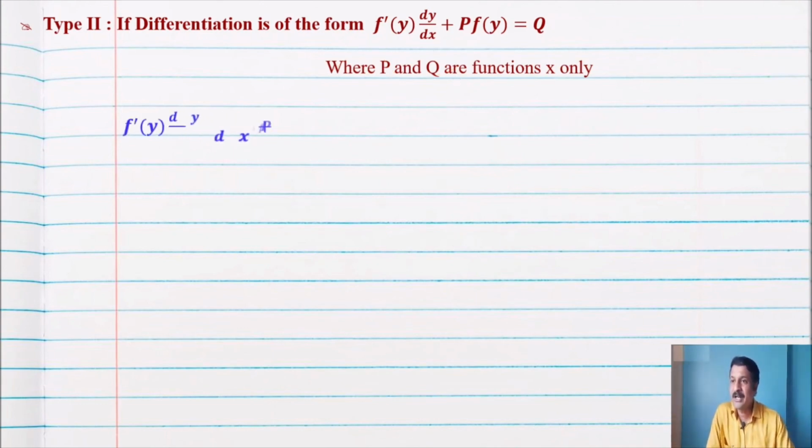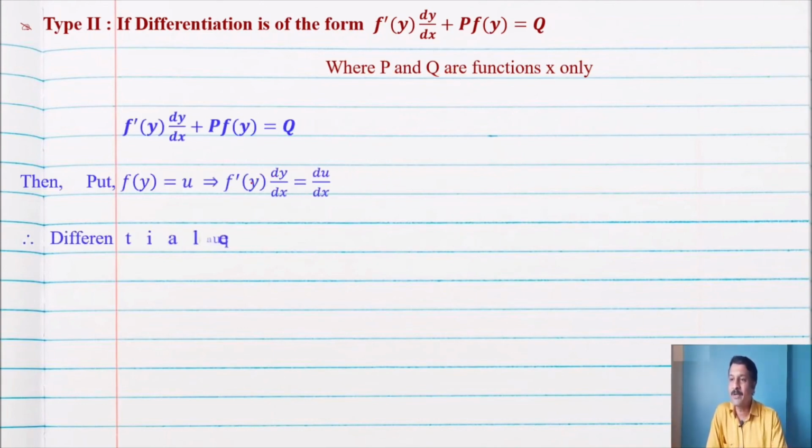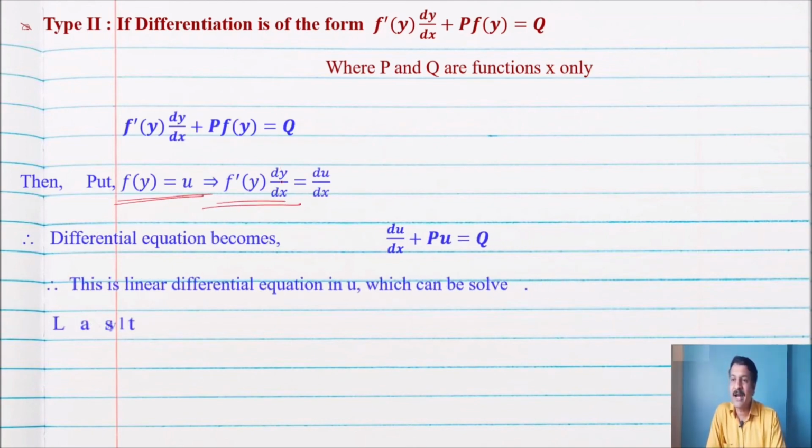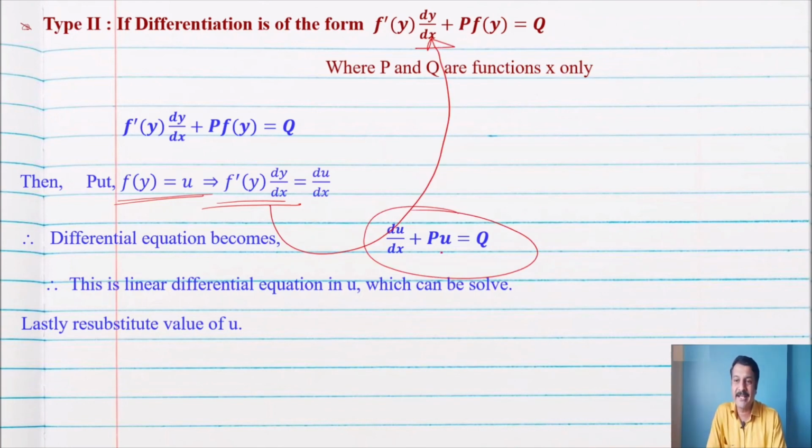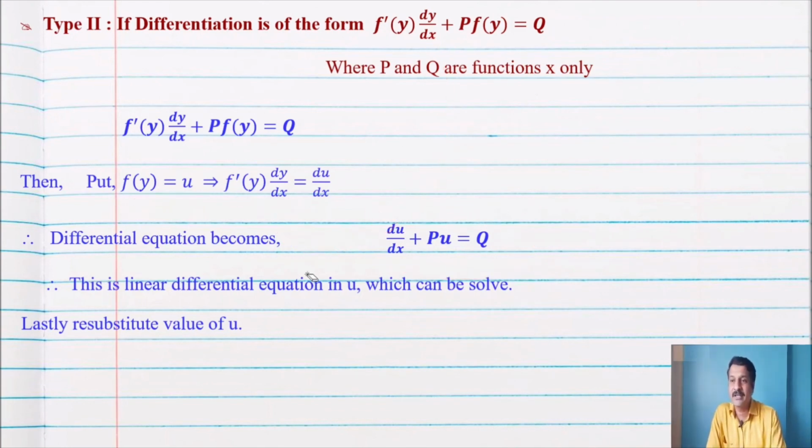Then put here f of y equal to u. Then what is the derivative of this with respect to x? F dash of y dy by dx equal to du by dx. So with this substitution in the given differential equation, it becomes du by dx plus p into u equal to q, which is a linear differential equation in u. So we can solve it, and then lastly resubstitute the value of u, which is nothing but f of y, which gives our required solution.